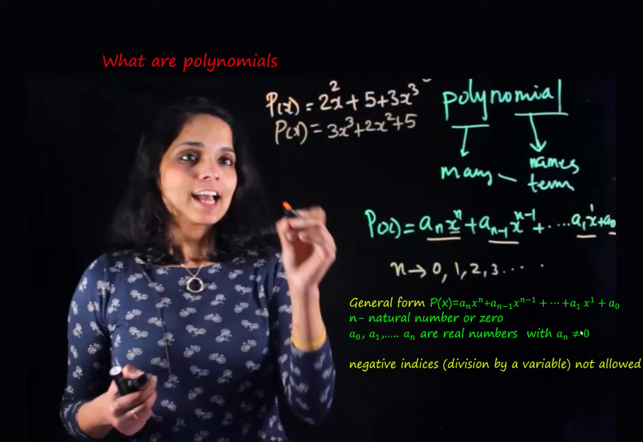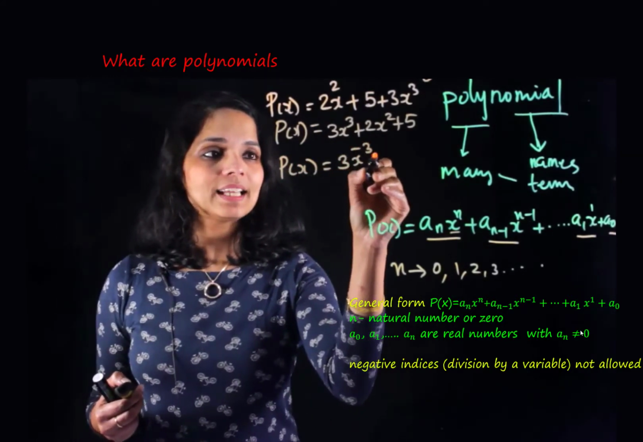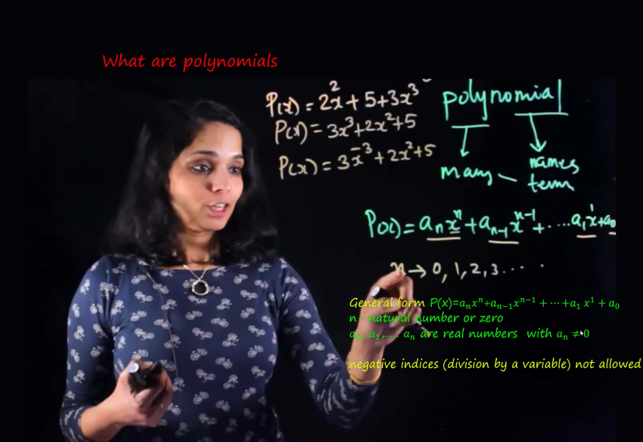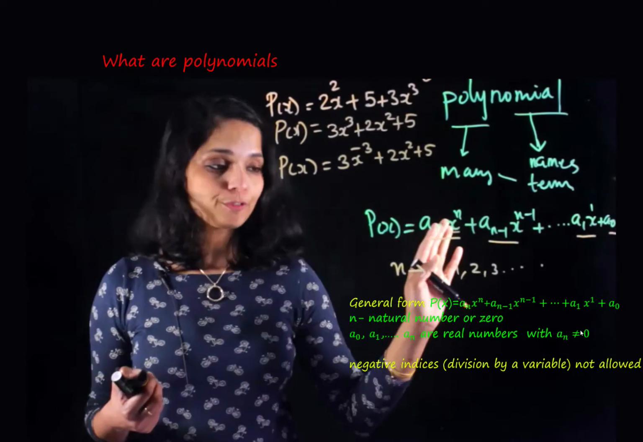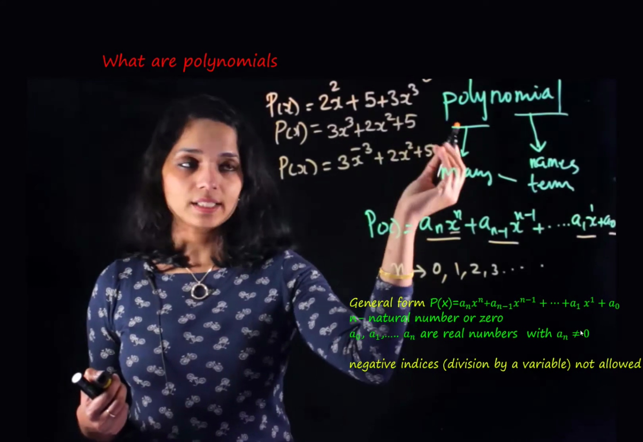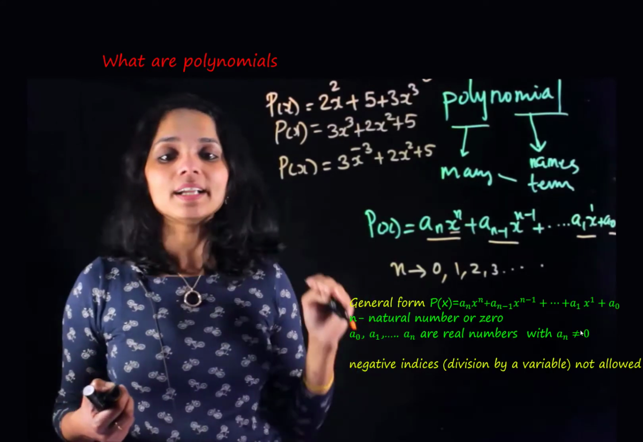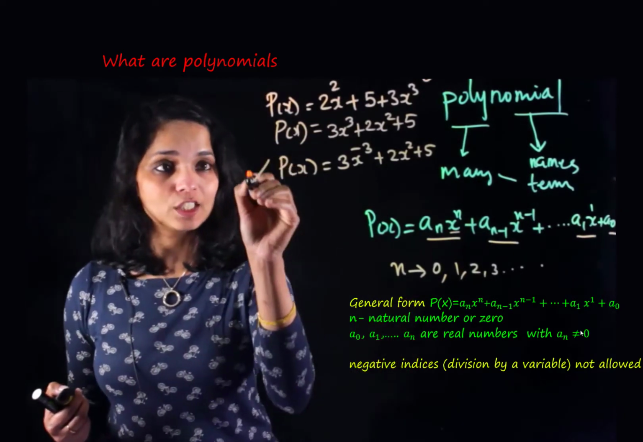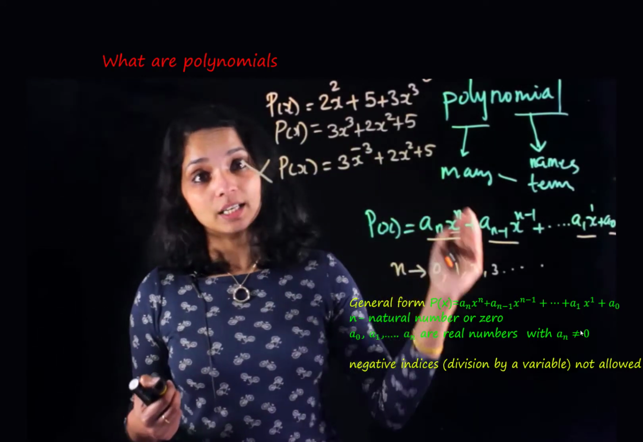Another example I'm going to give you is 3x to the power minus 3 plus 2x squared plus 5. Is that a polynomial or not? Looking at this, the coefficients could be any real number, that's not a problem here: 3, 2, 5, fine. The exponents 0 and 2 are fine. But minus 3 means 3 divided by x cubed, so we're dividing by a variable. Negative indices are there, which is not allowed in polynomials. So this is not a polynomial. Any time negative indices occur, it's not a polynomial.